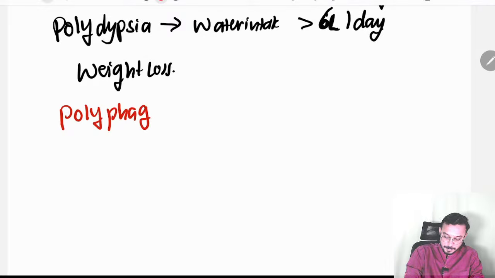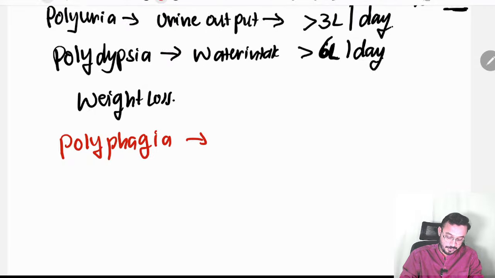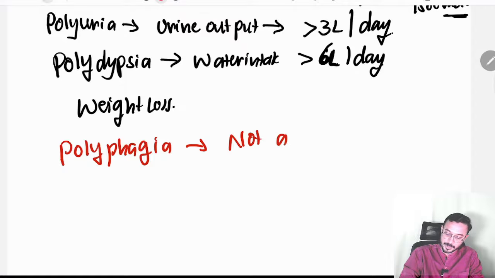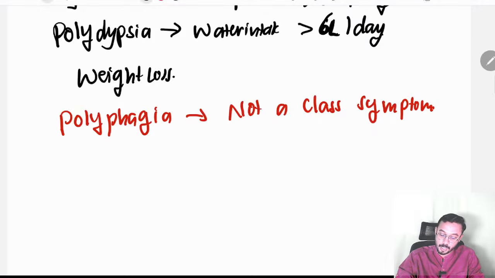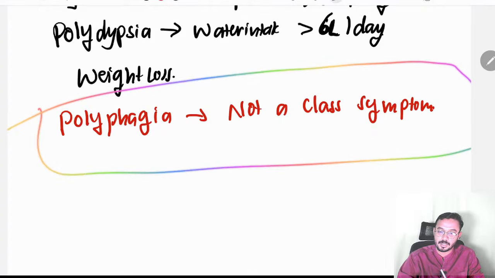Polyphagia is not a classical symptom. Why is it not a classical symptom? Because you can eat extreme amounts of food if the food is too tasty, even we will be eating more, right? So this is not diagnostic in this condition. Remember, this is very important: polyphagia is not a classical symptom of diabetes mellitus.